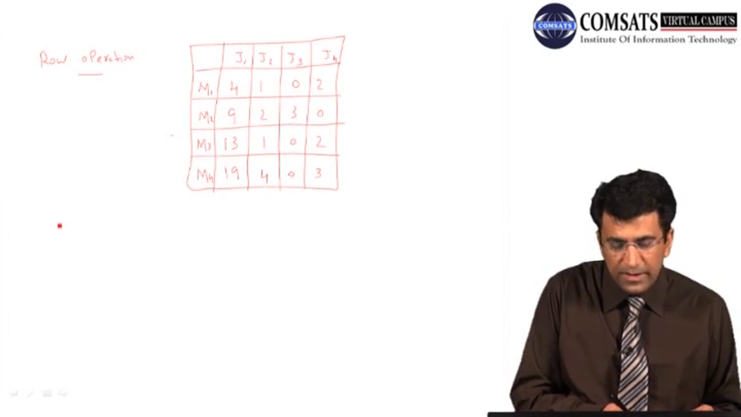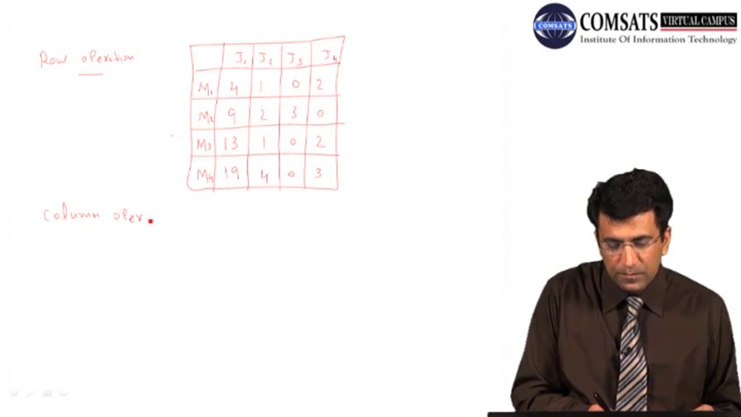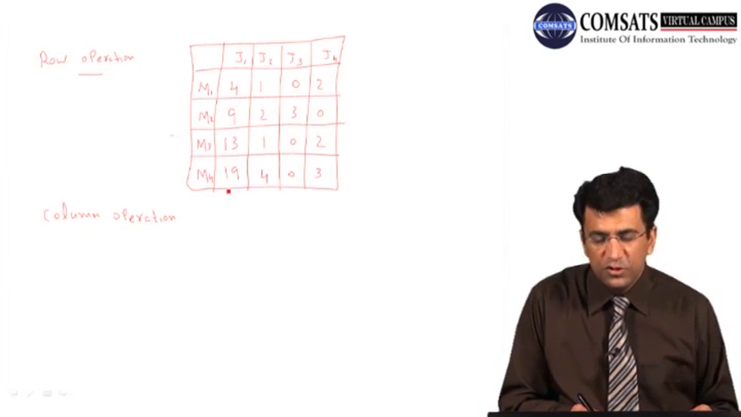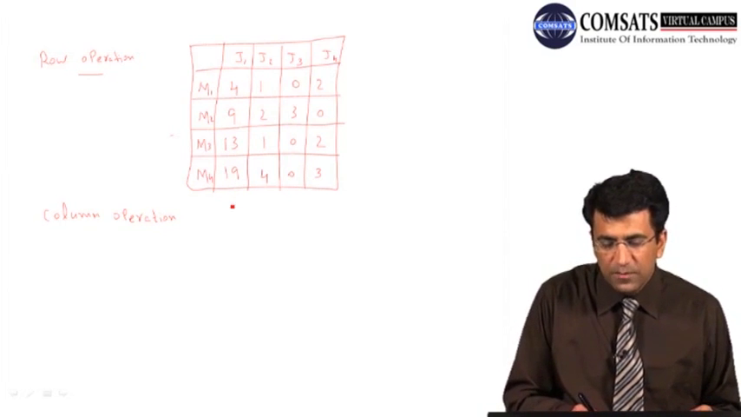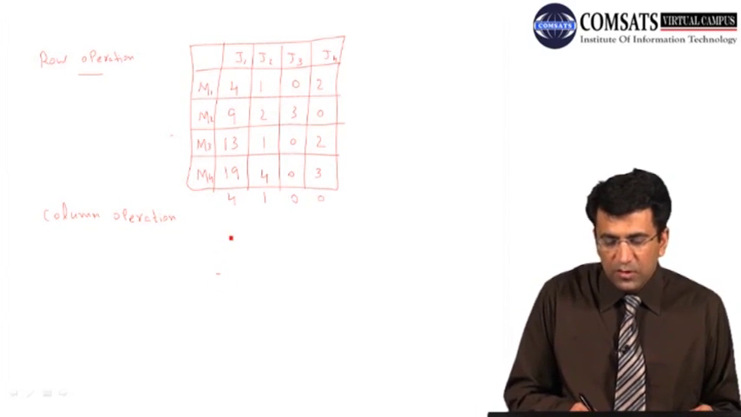And in the next step we'll have to apply the column operation, that is, find out the minimum value out of each column. From these columns you can see the minimum value is 4, the minimum value is 1, the minimum value is 0, the minimum value is 0. So again we'll have to redraw this matrix.